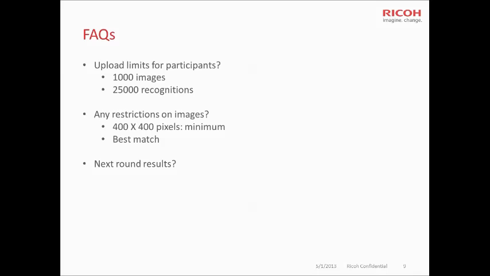And any restriction on images that Ocutag has is that the images that you upload for indexing need to be at least 400 by 400 pixels in size. Smaller than that are supported, but generally image recognition suffers beyond that. So it is recommended that you index good quality images which are at least 400 by 400 pixels in dimension.